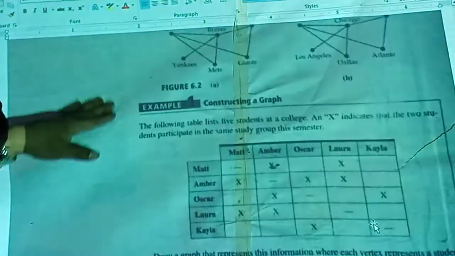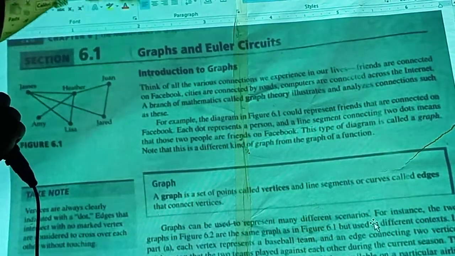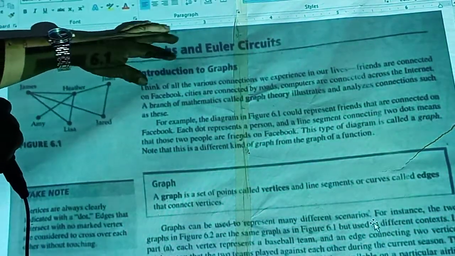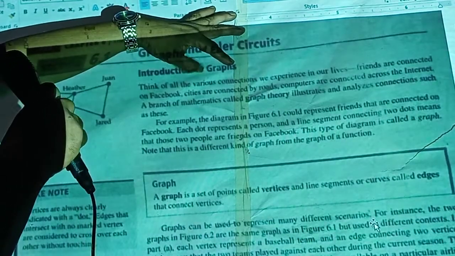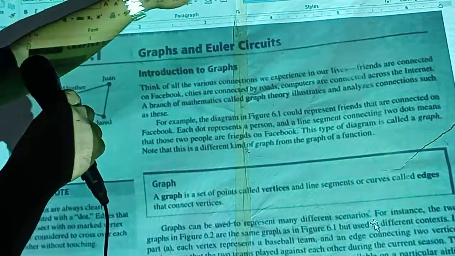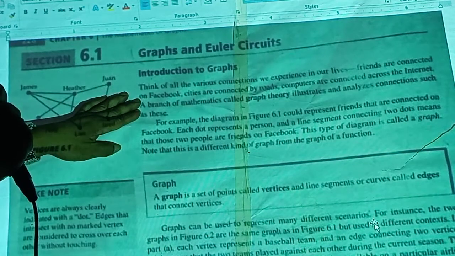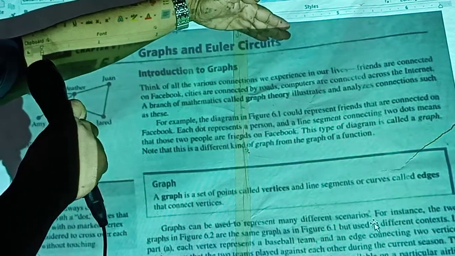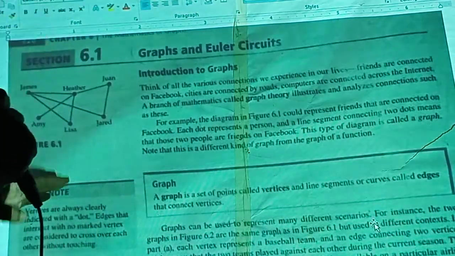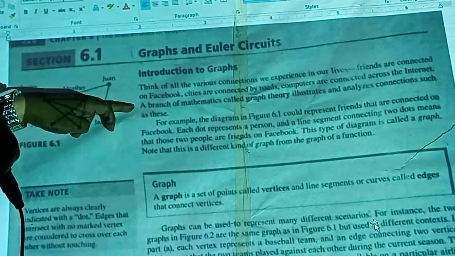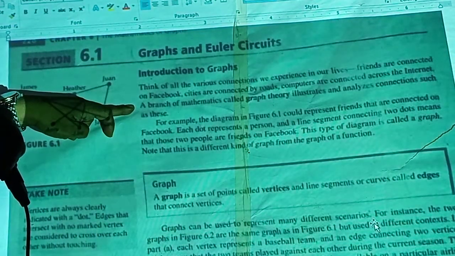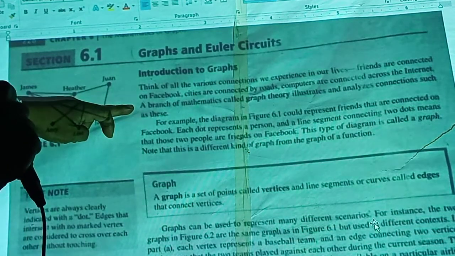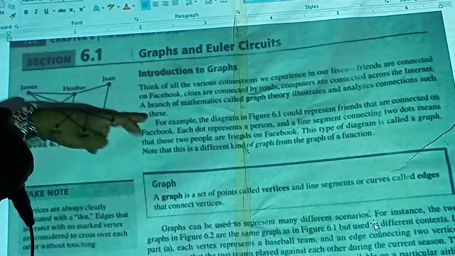The first part. Okay, graph and Euler circuit. Think of all the various connections experienced in our life. Friends are connected on Facebook. Cities are connected by roads. Computers are connected across the internet. A branch of mathematics called graph theory illustrates and analyzes connections such as this.